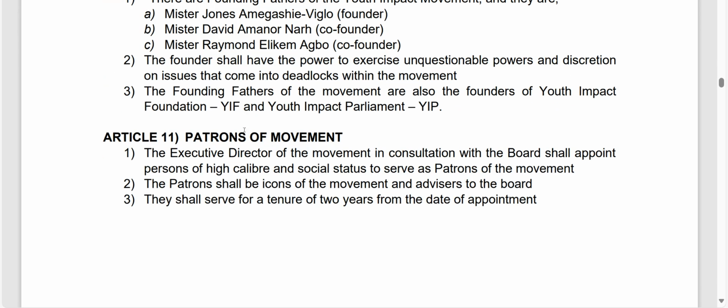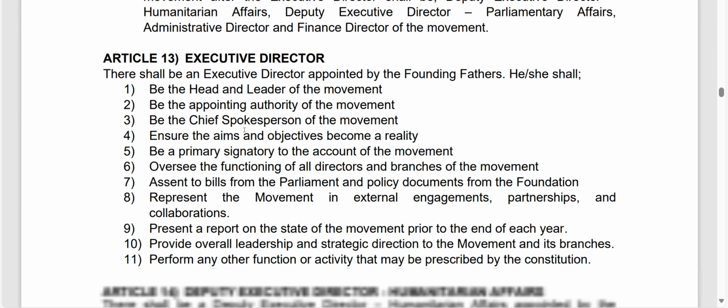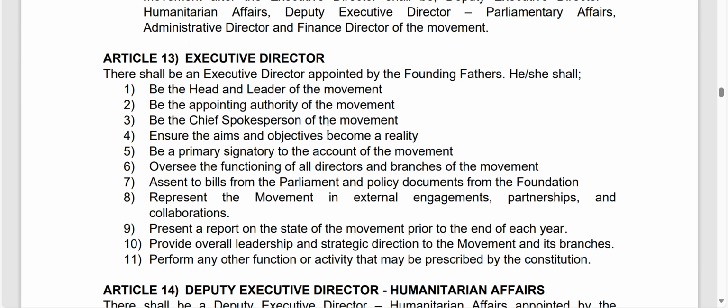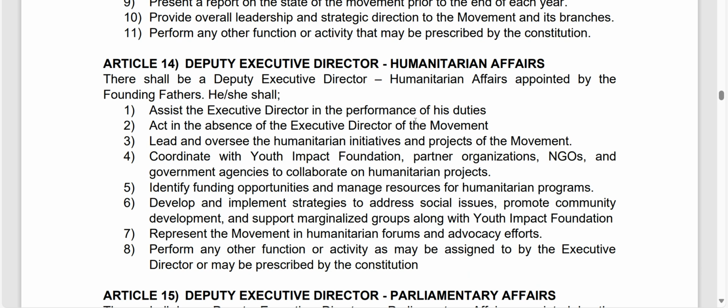And then we have the introduction to the movement over here. Then we have the state of the problem, founding fathers, and patrons are here. The movement is led by an executive director. His function is a little bit similar to that of the speaker, but more of an executive role. This one is not a legislative role, it's an executive role. So he's synonymous to an SRC president sort of a thing. That is the role of the executive director.